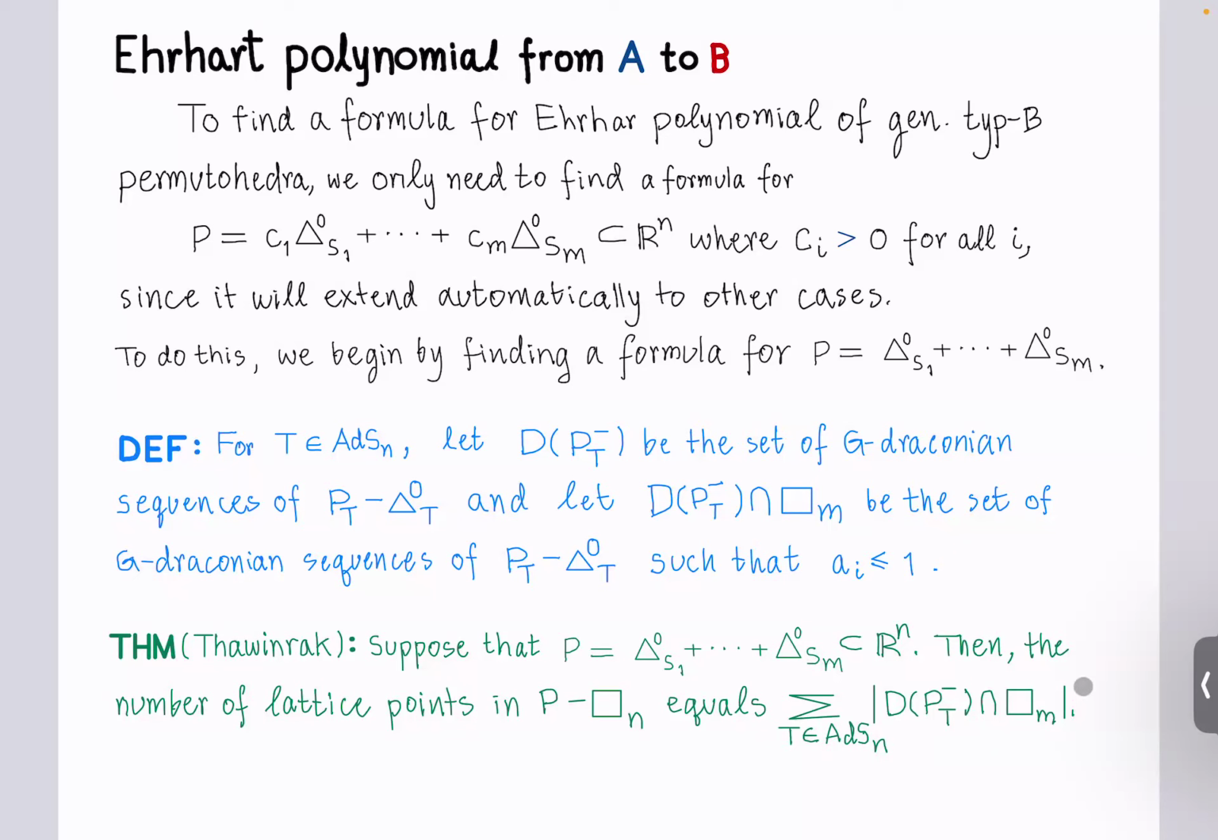So you pick T, and then you compute the G draconian sequences in each PT, such that each coordinate AI is less than or equal to 1, and then you count them. And you do this for every T, and that's the number of lattice points in this polytope here. Any question so far?